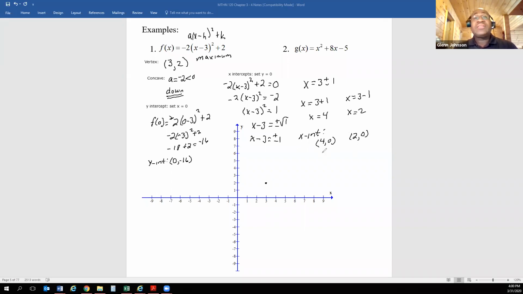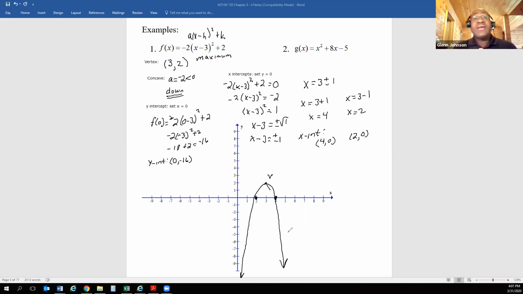And so now we plot those points as well. So we have the vertex. The y-intercept was a little bit outside the range of our graph, 0, negative 16. And the x-intercepts were 4, 0, and 2, 0. All right, and so now just with that information, we can now sketch a pretty good parabola.